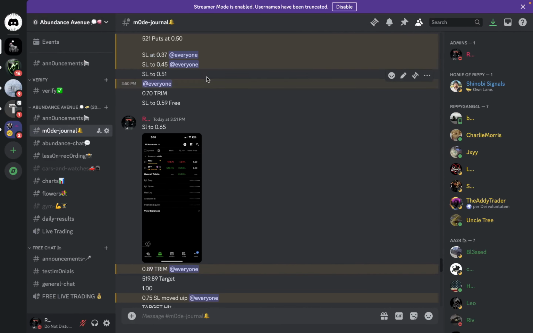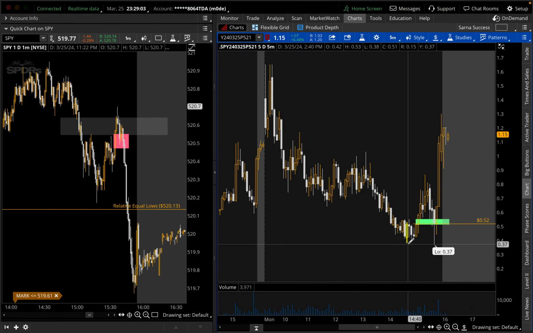Now, with an entry at 50, I put a stop loss of 37, which coincidentally was the low of day on these contracts, risking about 13 cents per contract for the trade.